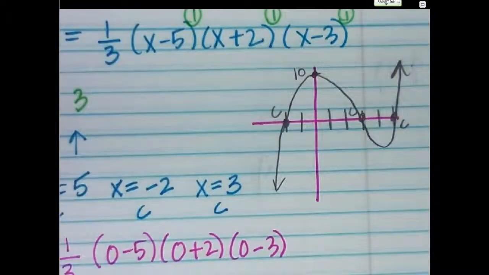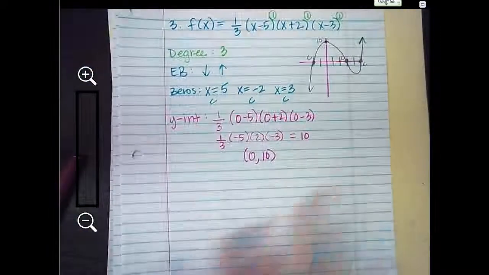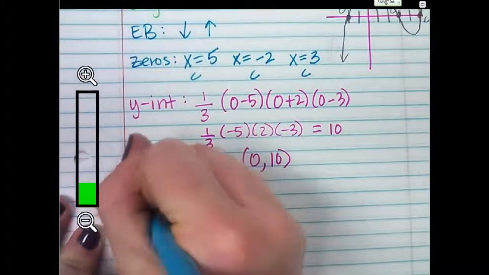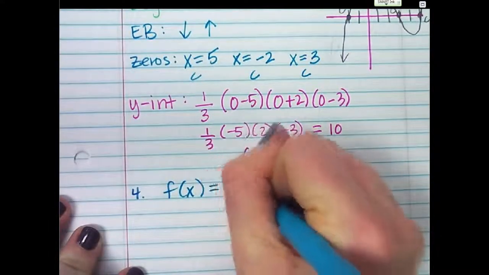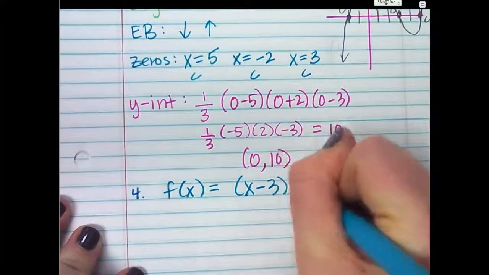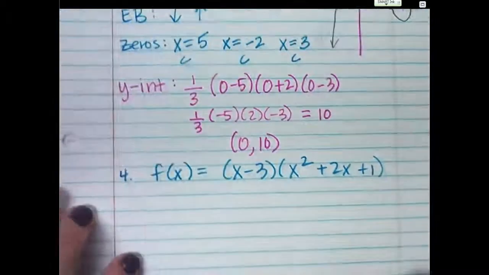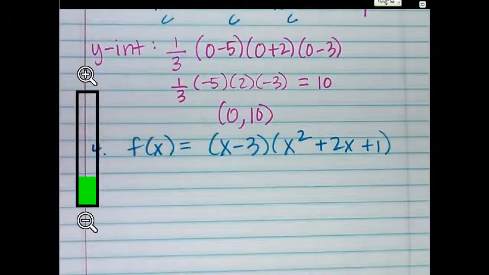Okay, this is where it might get worse. Oh, God. It's not horrible, it just has factoring in it, which we've been working on, so hopefully it's not so bad. Number 4, f of x equals x minus 3 times x squared plus 2x plus 1. It's not even a bad factoring one, though.